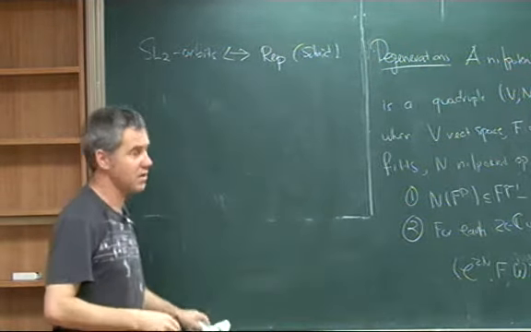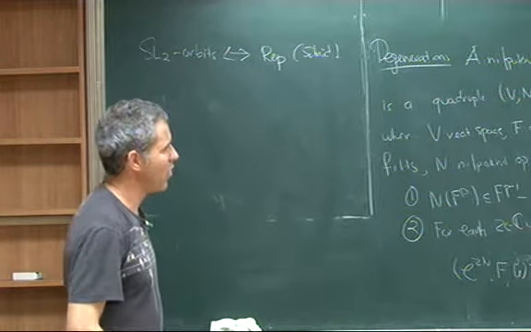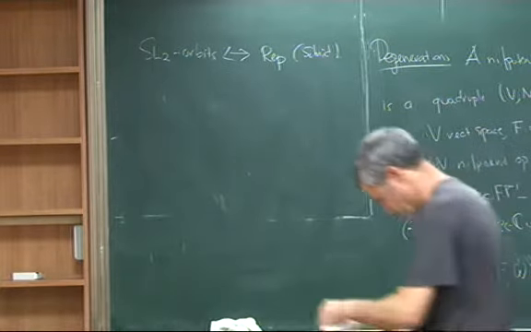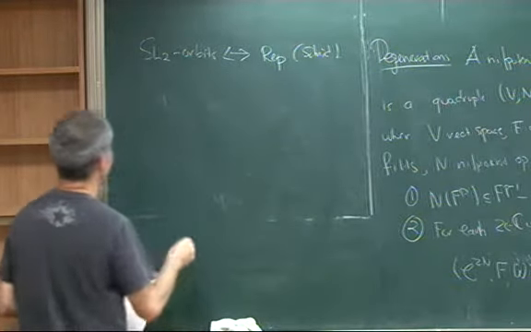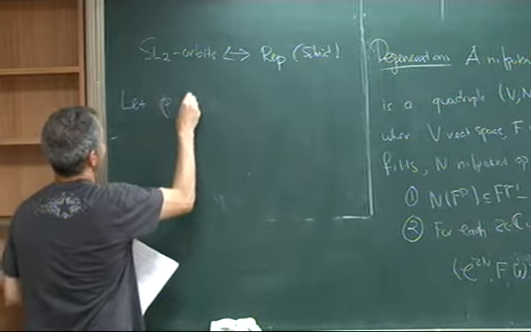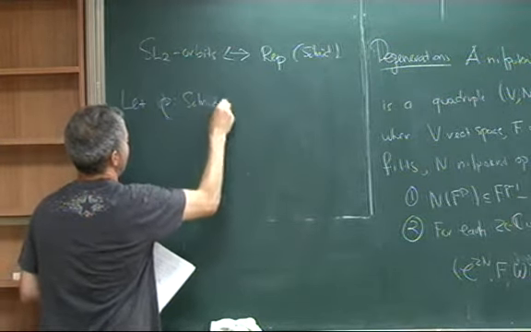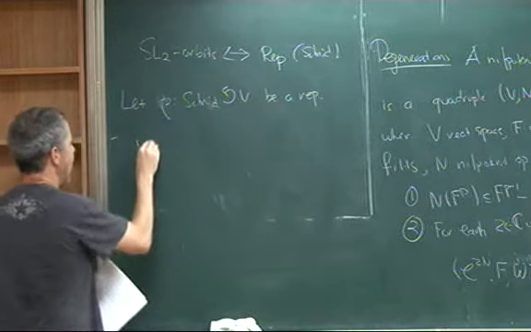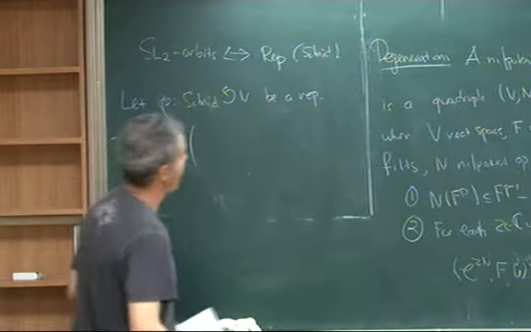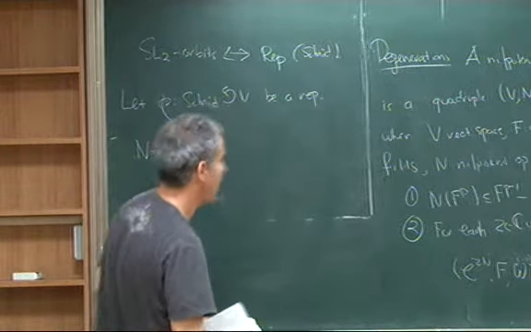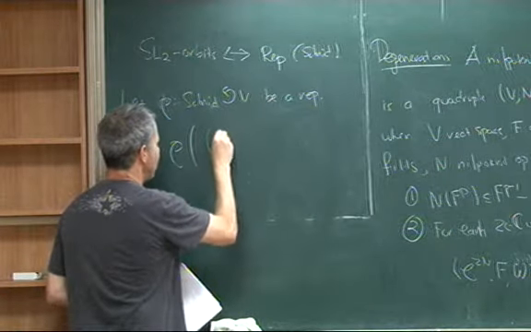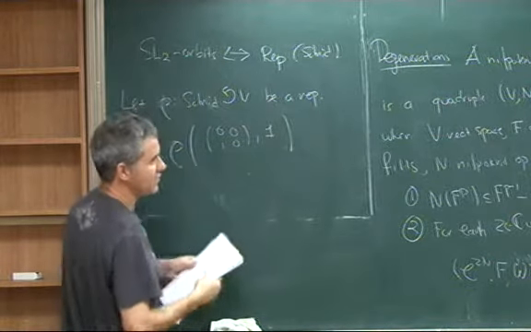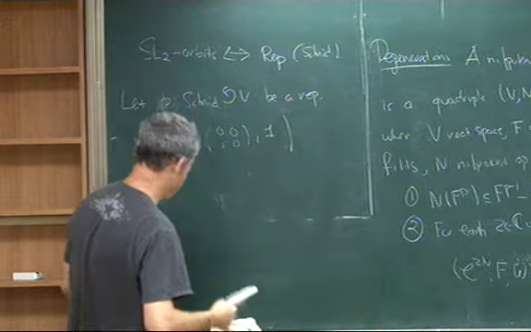Okay, and it's not hard to see. I'd say a little bit about the correspondence. So let rho from Schmid to V be a representation. So what you do is you set N equal to rho of, well, this Schmid group is a semi-direct product, so you set it equal to rho of (0, 1; 0, 0), comma, just the identity. So this is an element of SL2.